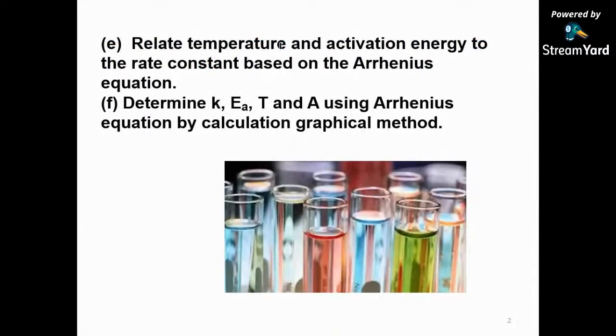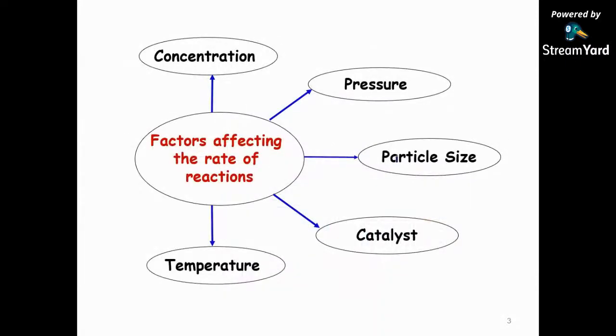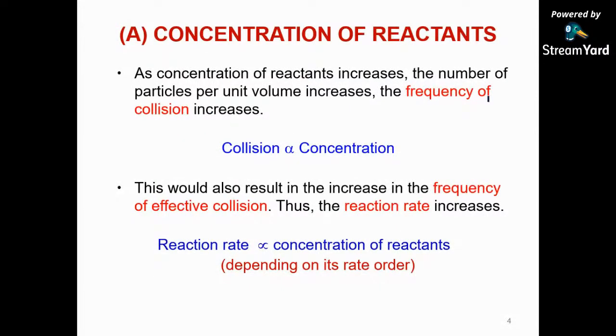They have to relate the temperature and activation energy to the rate constant based on the Arrhenius equation, and determine the values of k, Ea, T, and A using the Arrhenius equation. There are two ways: calculation or graphical method. So these are the factors that affect the rate of the reaction. The key point here is that you must mention how the concentration affects the rate of the reaction, and then how to increase the frequency of collision, and then what happens to the reaction rate.